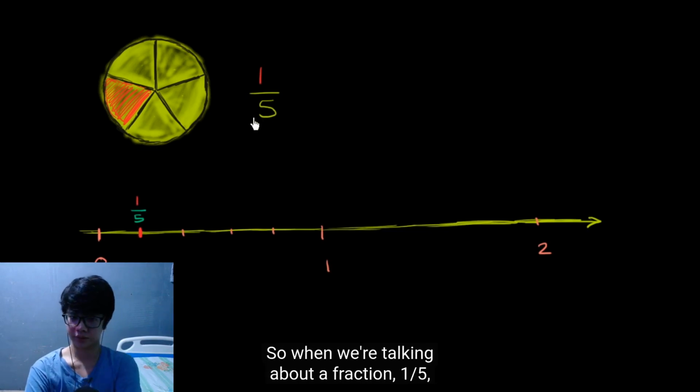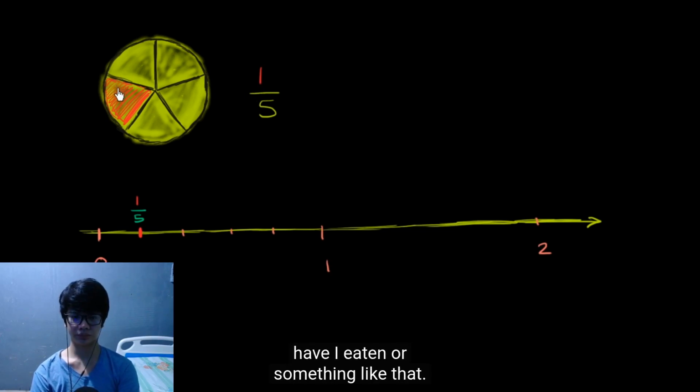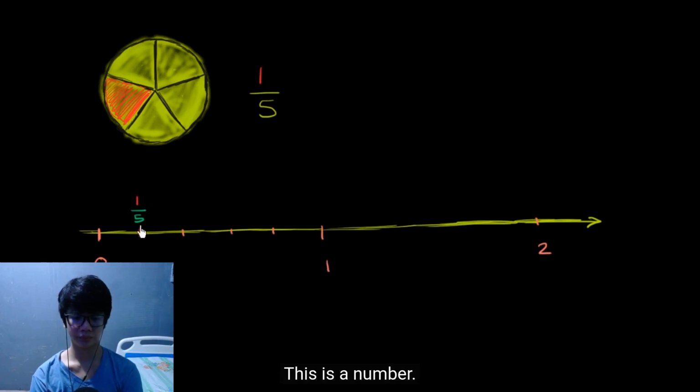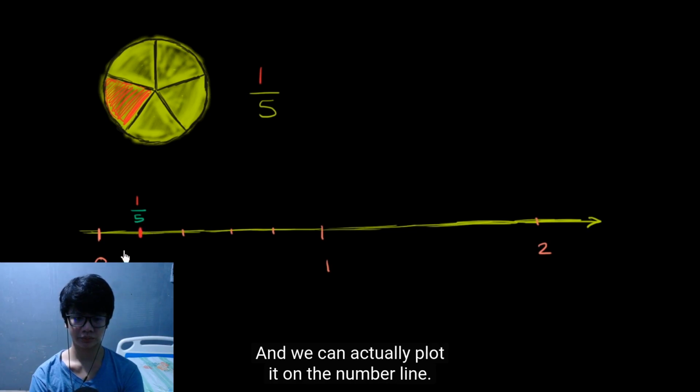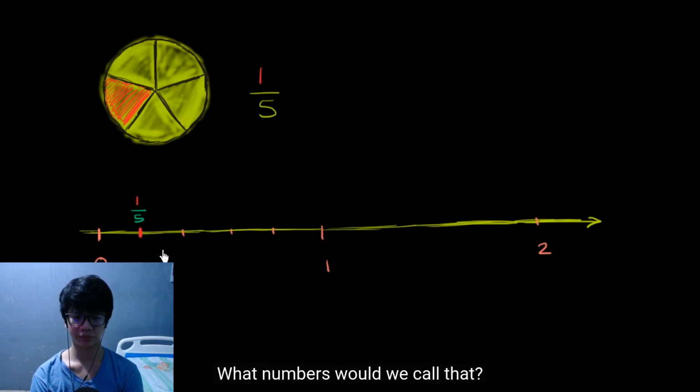So when we're talking about a fraction, 1/5, it's not just talking about, hey, what part of a pizza pie have I eaten or something like that. This is actually a number. This is a number, and we can actually plot it on the number line. Now you might say, okay, that's fair about 1/5, but what about all these other slashes? What numbers would we call those?